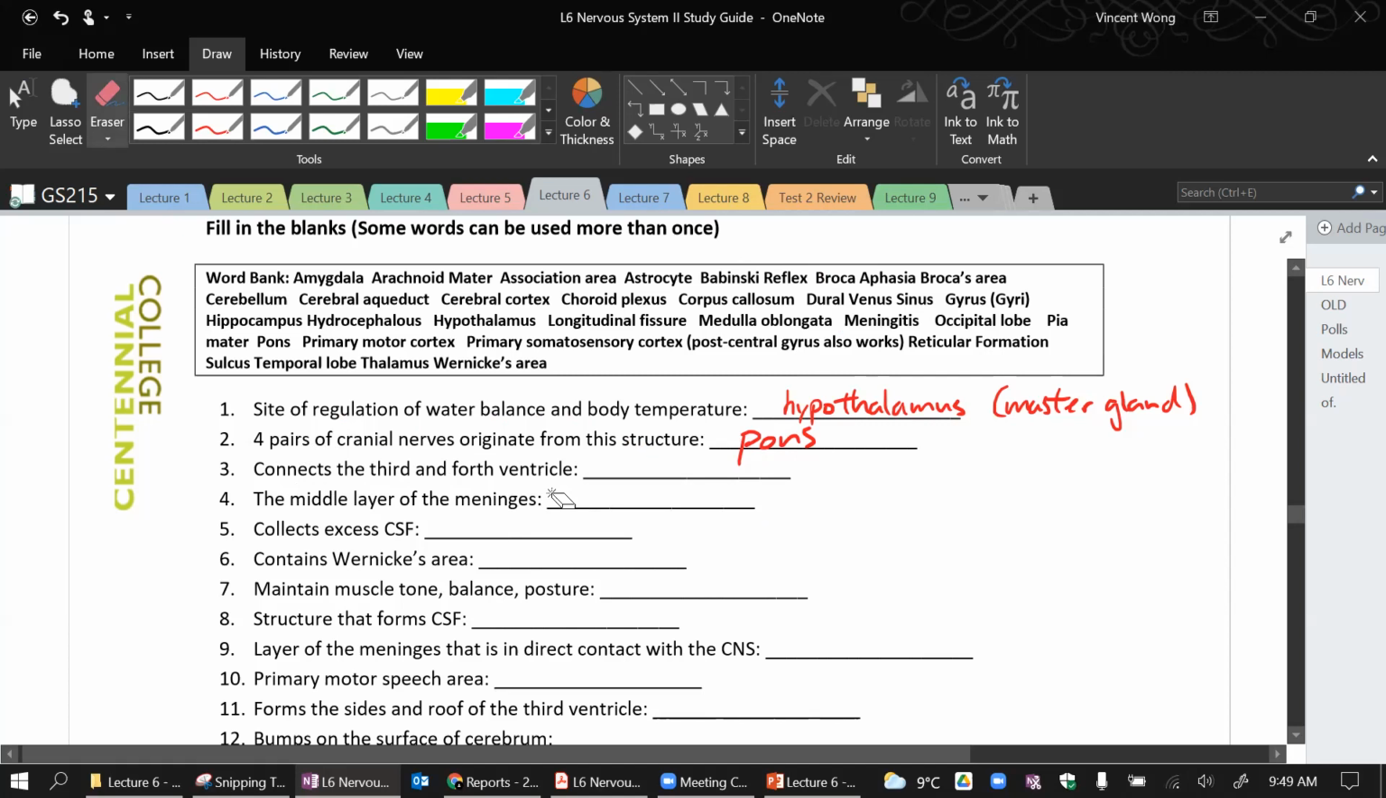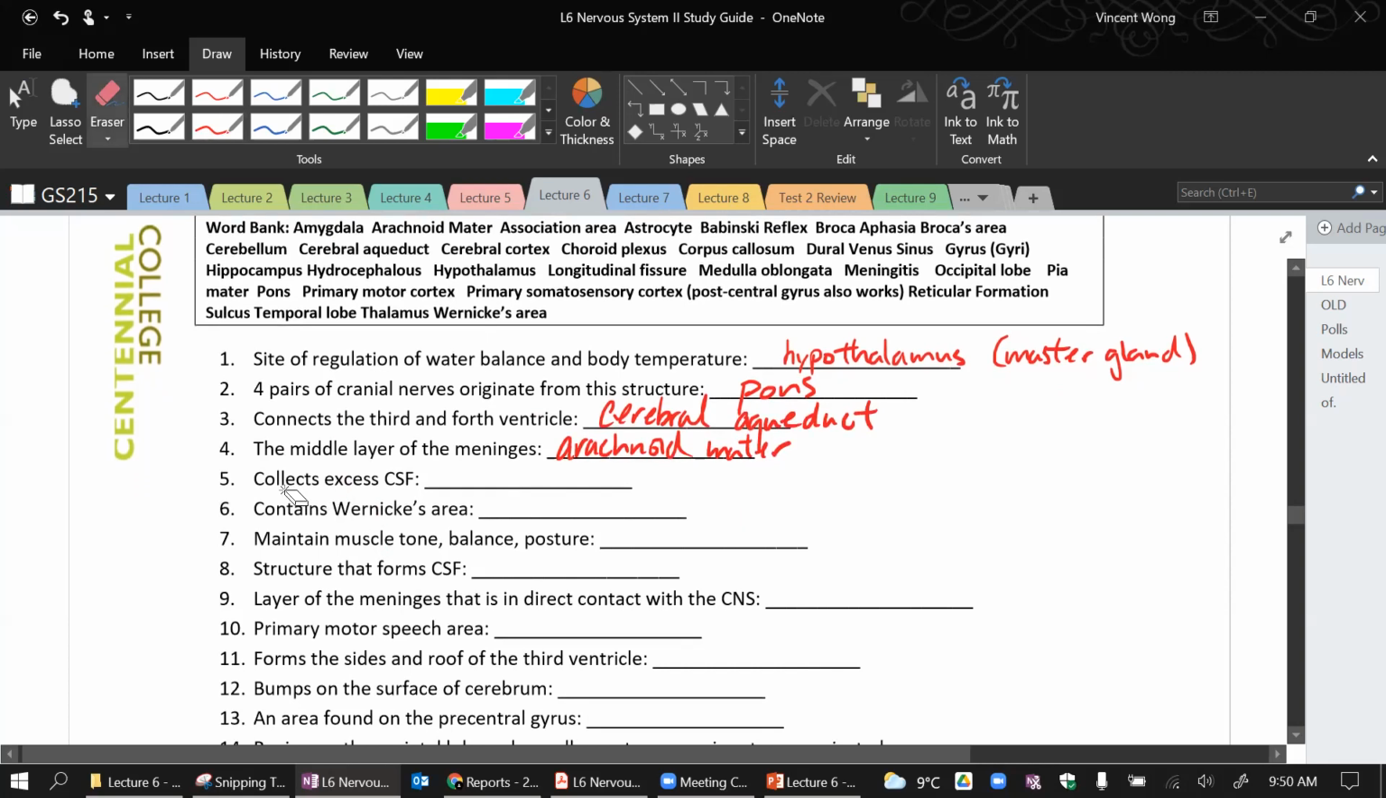Connects the 3rd and 4th ventricle. That is, we talked about this earlier, that is the cerebral aqueduct. Middle layer of the meninges. Okay, we have 3 layers, the dura mater on the outside, the arachnoid mater in the middle, and then the pia mater at the innermost layer. Collects excess CSF. That is the dural venous sinus.